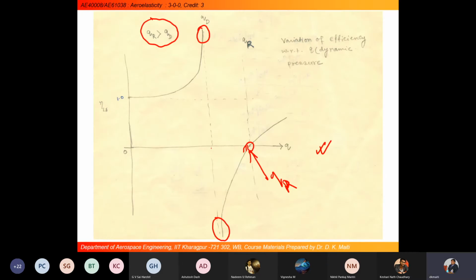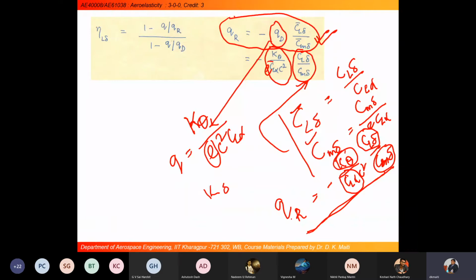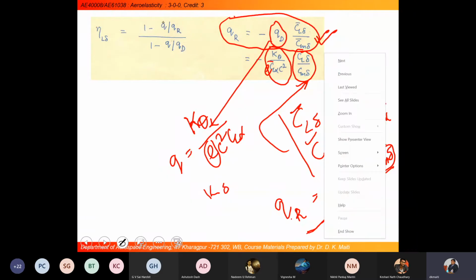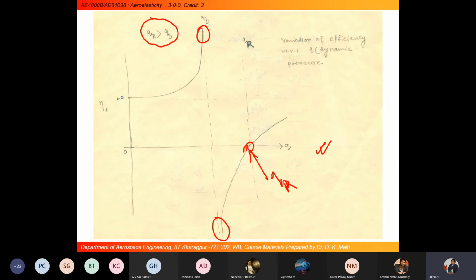Efficiency will start from 1. If you look here, at Q infinity equal to 0, this Q is 0, then we will be getting 1. So, that is why the curve starts from 1. When QR is greater than QD, we will be getting a curve, meaning with the increased value of forward speed, the delta efficiency will increase, and at QD that is the singularity point.